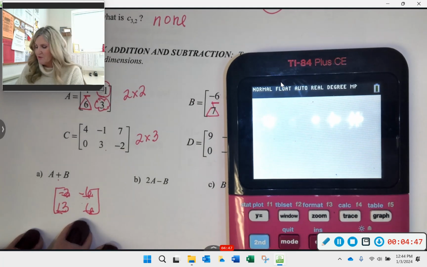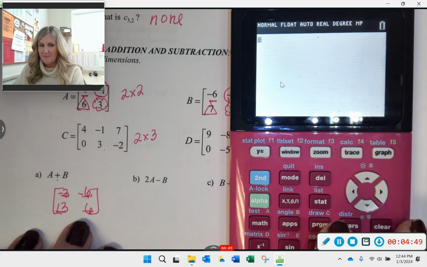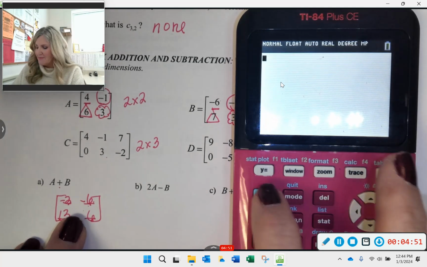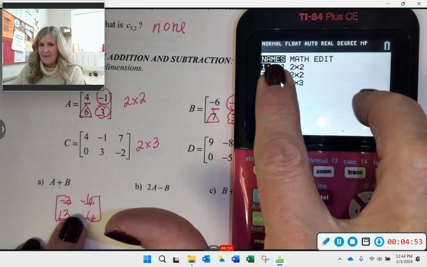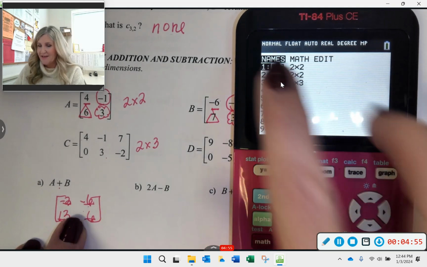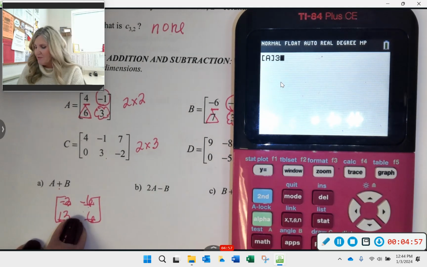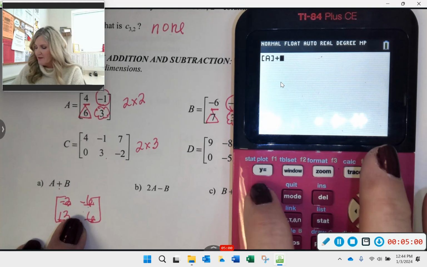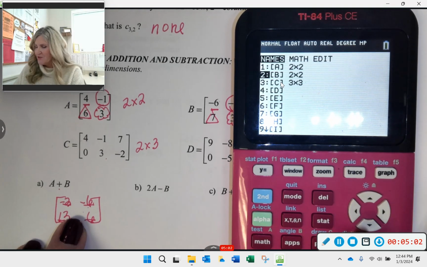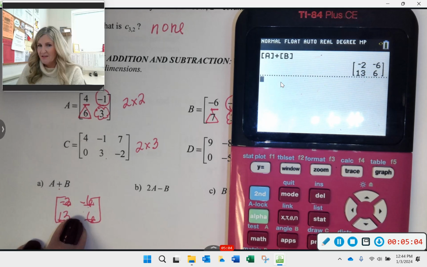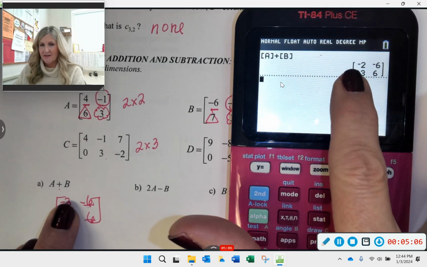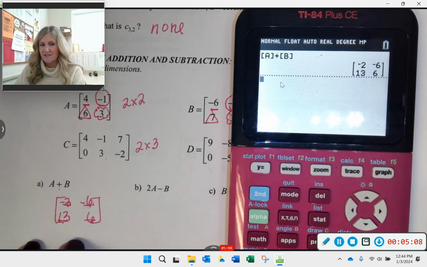I go to my home screen, clear it out if it's not already. And now I'm going to go back to matrix and get the name. I'm not editing, I just want the name: matrix A, plus, go back and get the name, matrix B, enter. And now I can check: -2, -6, 13, and 6.